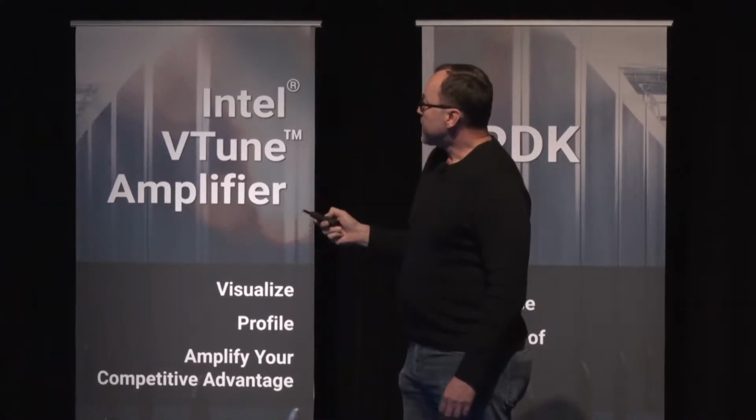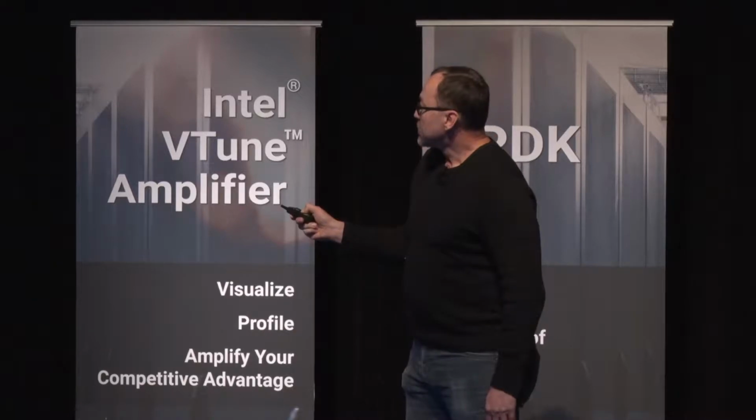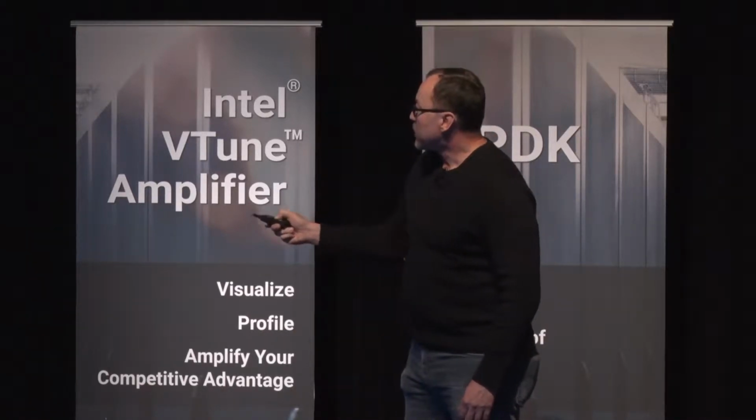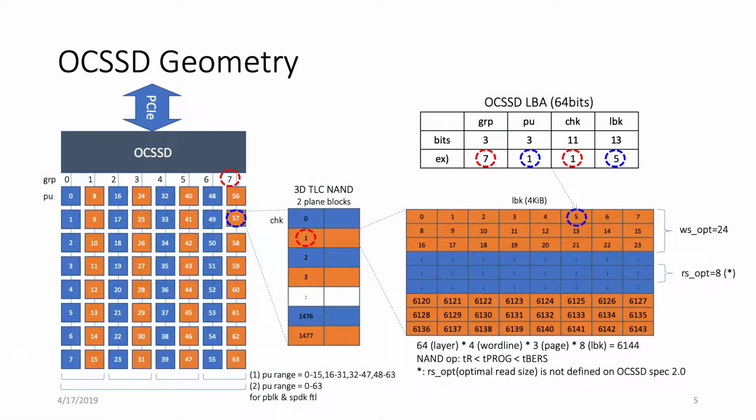One of the things to note here is that the current spec supports a write size optimal of 24. So what that means is that you could actually take 24 of these 4 KiB blocks, and that's how you get your 96 KiB of write capability. And then there's one bit of ambiguity right now on the read side. The read size optimal is not well defined right now. So we actually put a patch in there to make it work so that we could take advantage of the full capabilities of the NAND.